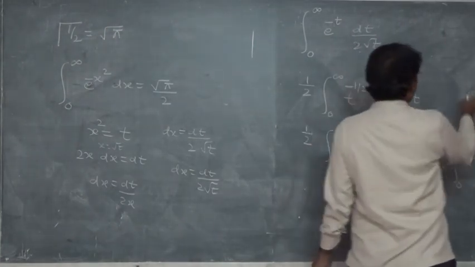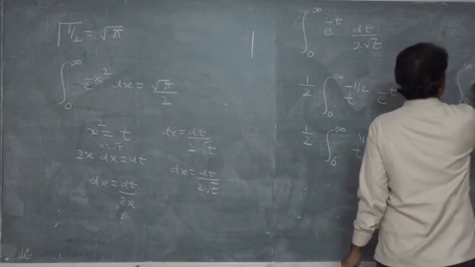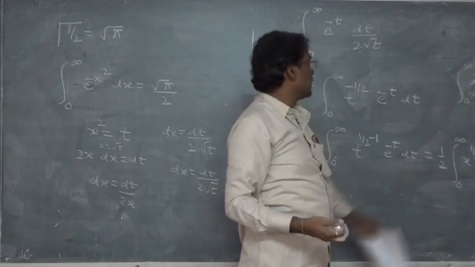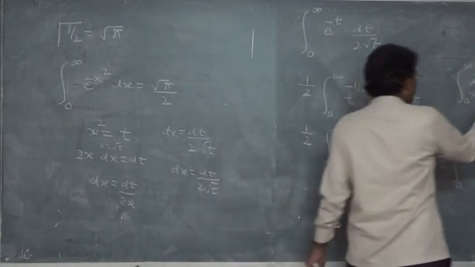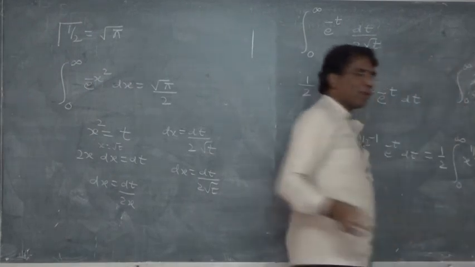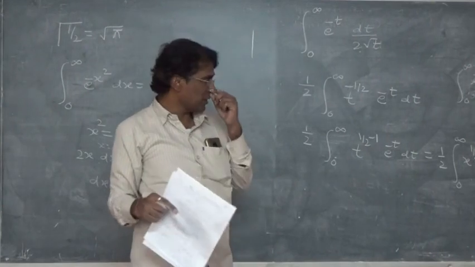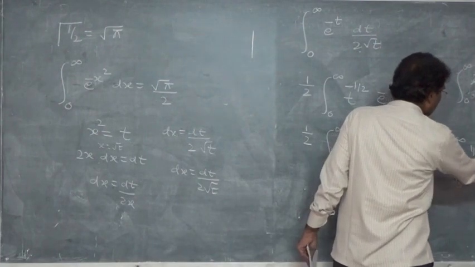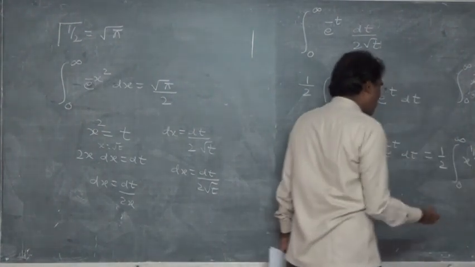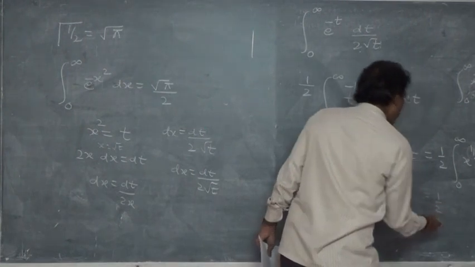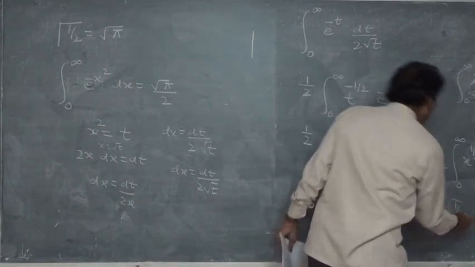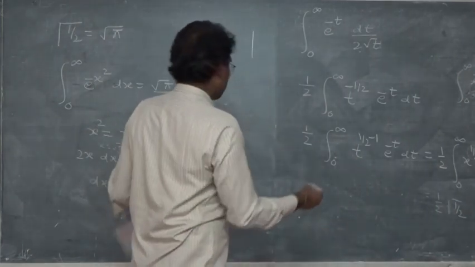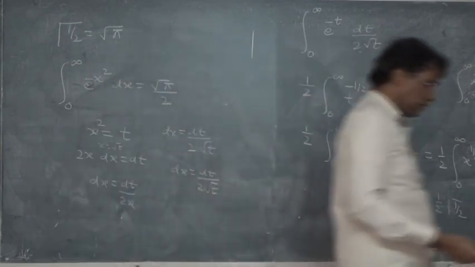So now this is in the form of 0 to infinity x raised to n minus 1, e raised to minus x dx. This is the definition of the gamma function. That's why we write gamma n. So here, in place of n, half is there. So this can be written as half into gamma half. So now this is the LHS.